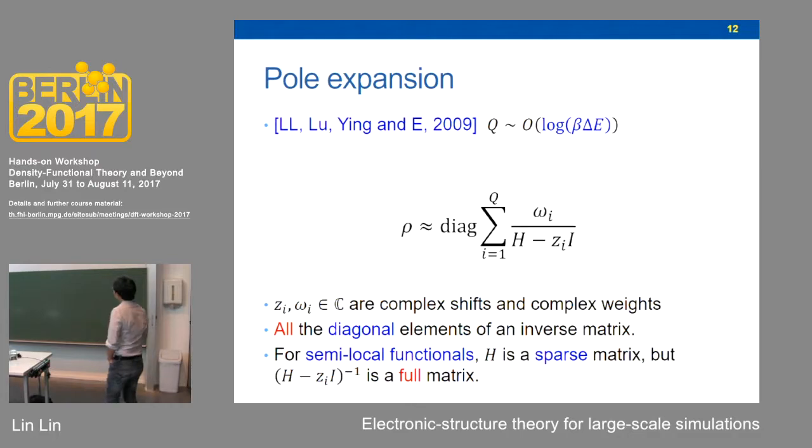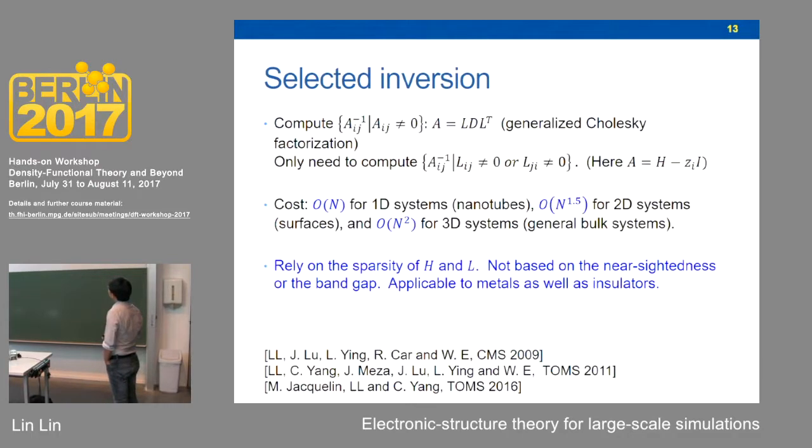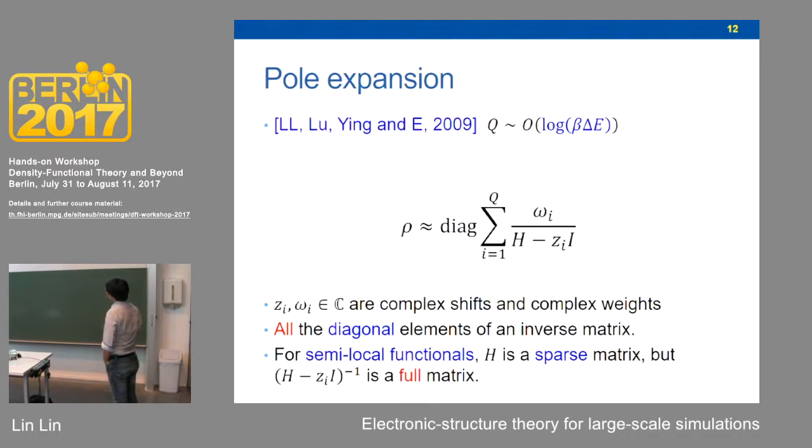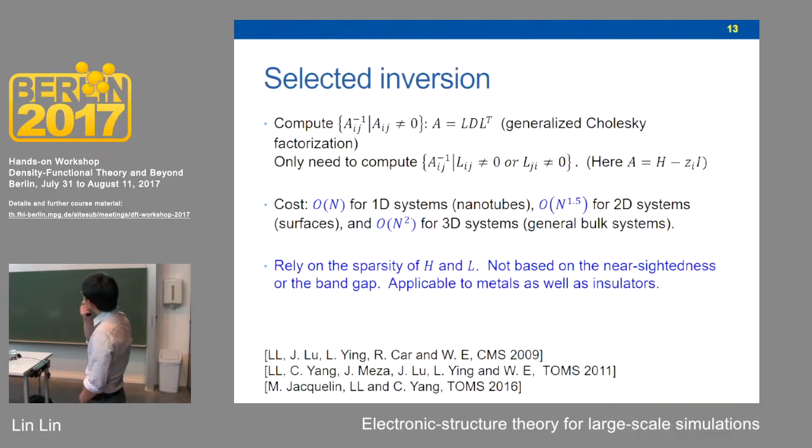But if you think of this problem, now it becomes a linear algebra problem: you have a sparse matrix, and can you evaluate the diagonal of its inverse efficiently without really computing the whole inverse? Because if you compute the whole inverse, you again go back to the order n cube scaling. So this is the second piece that we came from, which is called selective inversion.